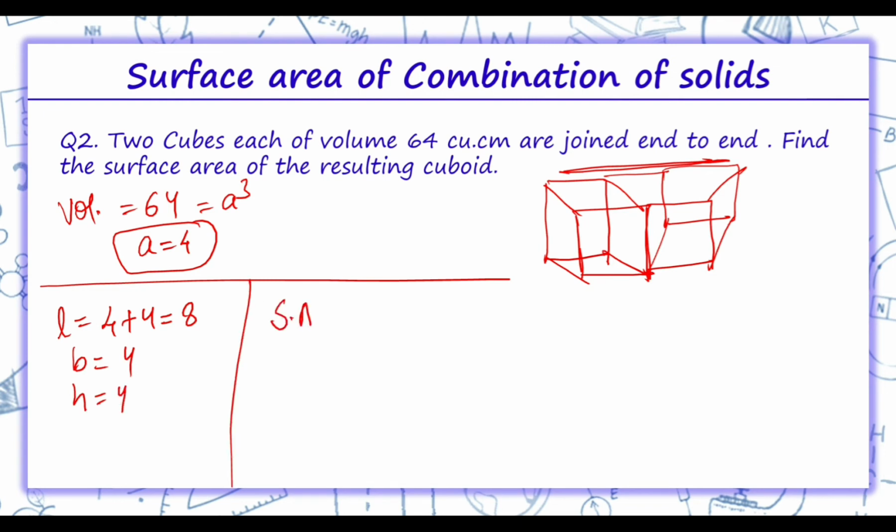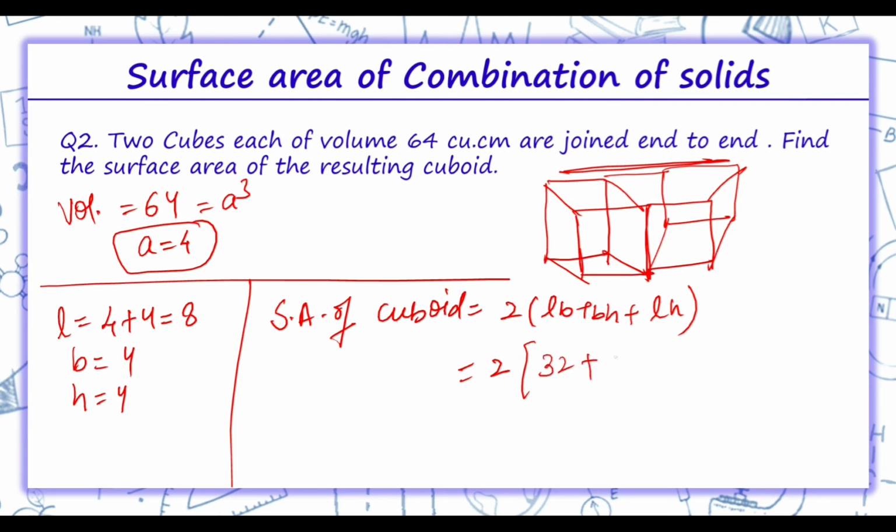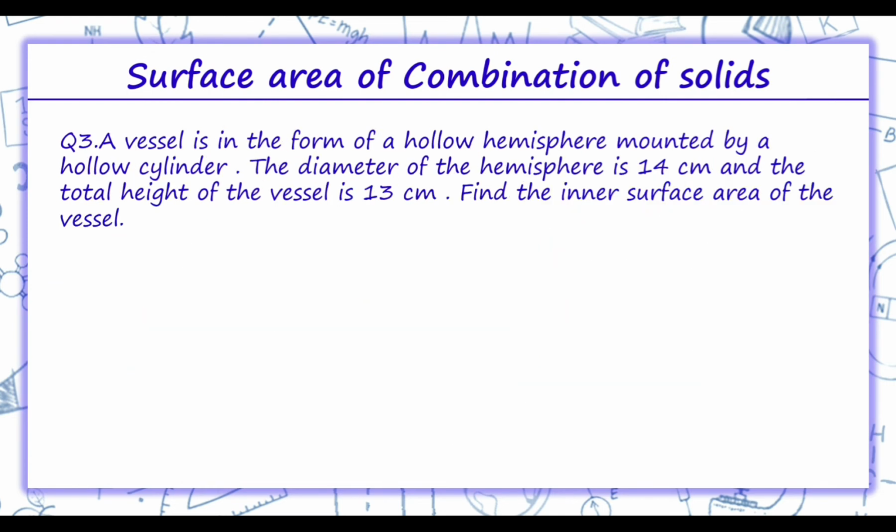So the surface area of cuboid, it will be 2 into LB plus BH plus LH, which is 2 into LB, that is 8 into 4 32, plus B into H 4 into 4 16, again LH 4 into 4 16. On solving it, we'll get 160 centimeter square. So this is how we are able to solve the questions of surface area of combination of solids.